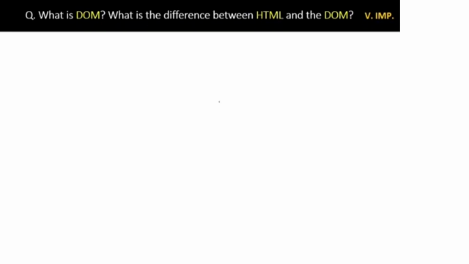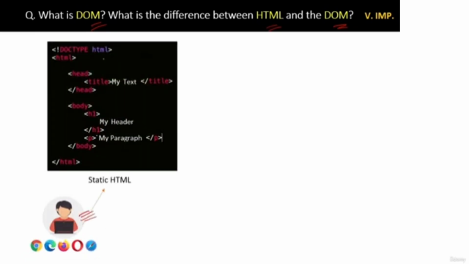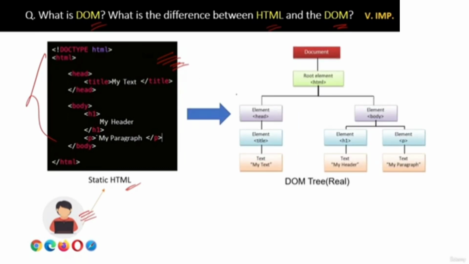What is the DOM? What is the difference between HTML and the DOM? Very good and very important question. Let's try to understand with the help of an example. Suppose you are a user and you open the browser and open one website. And here is the static code of that website. This is HTML, right? You can read it, and this is for you to code and manipulate. But inside the memory, the computer or the browser will not see this HTML like this. The memory will see it as a DOM representation like this.